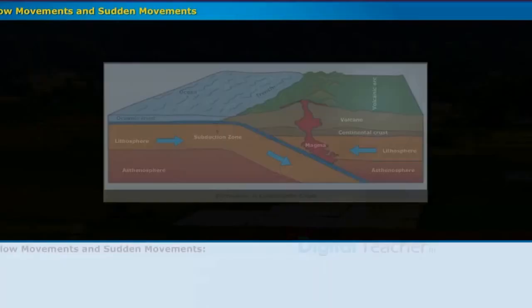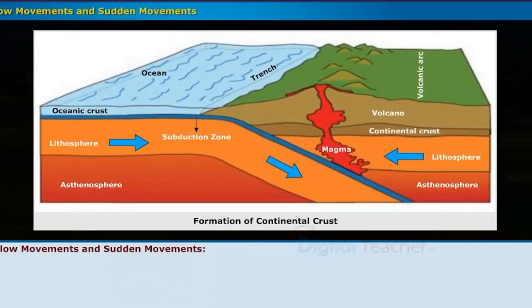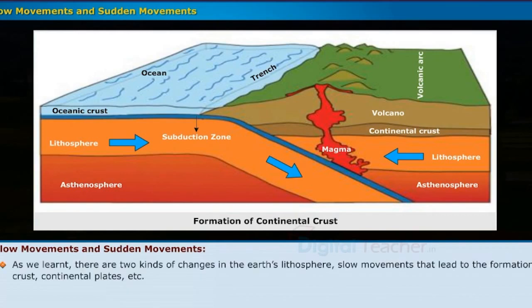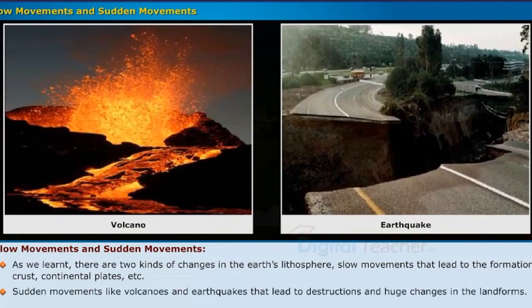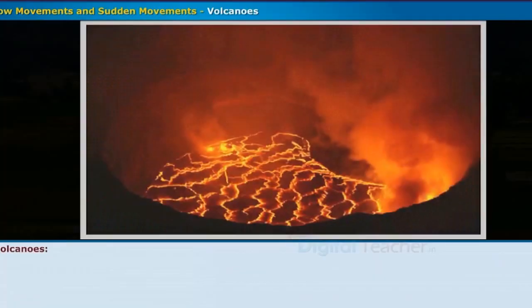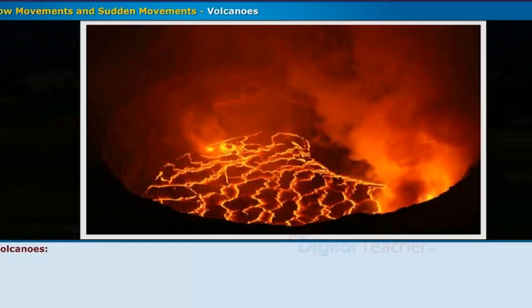Now, let us learn about the slow and sudden movements on the lithosphere. As we have learned, there are two kinds of changes in the Earth's lithosphere. Slow movements that lead to the formation of crust, continental plates, etc. Sudden movements like volcanoes and earthquakes that lead to the destructions and huge changes in the landforms. Let us learn about volcanoes in detail.